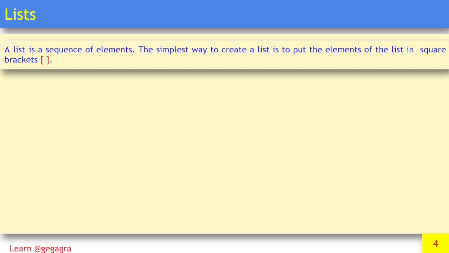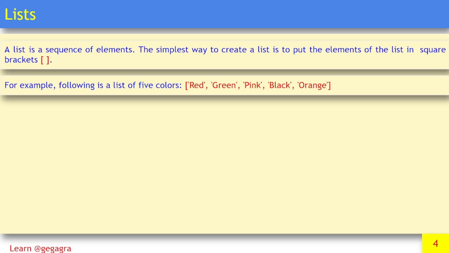So what is a list? A list is a sequence of elements. The simplest way to create a list is to put the elements of the list in square brackets. If you want to create or manage a list, all the elements you want to be part of the list should be enclosed within square brackets. This way we can create the list.